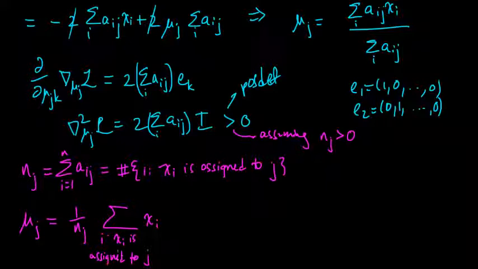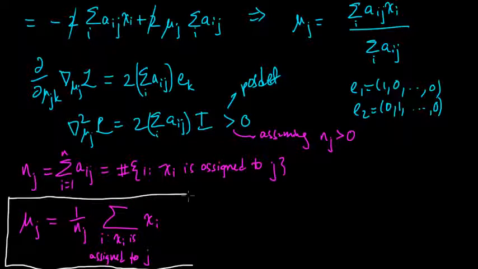And this formula here has a very natural interpretation. This is going to be our update for the B step in the algorithm. So we'll choose the new mu j for each j to be just the empirical mean of the points that are assigned to j.